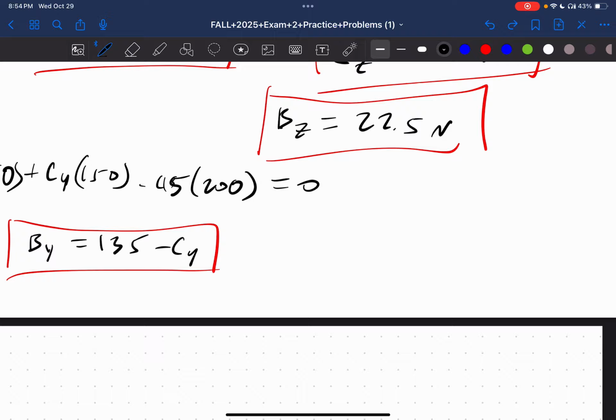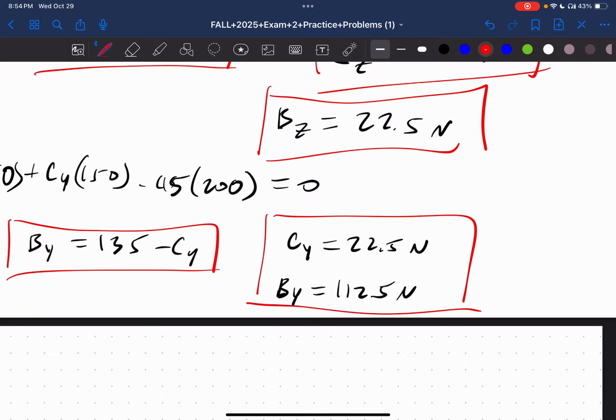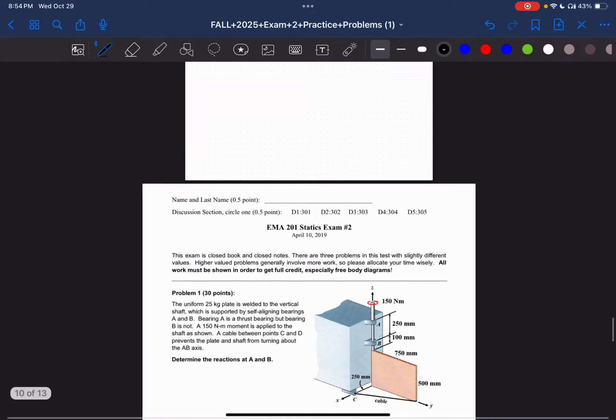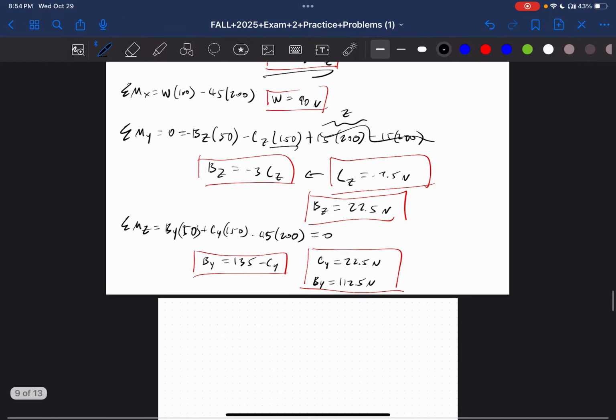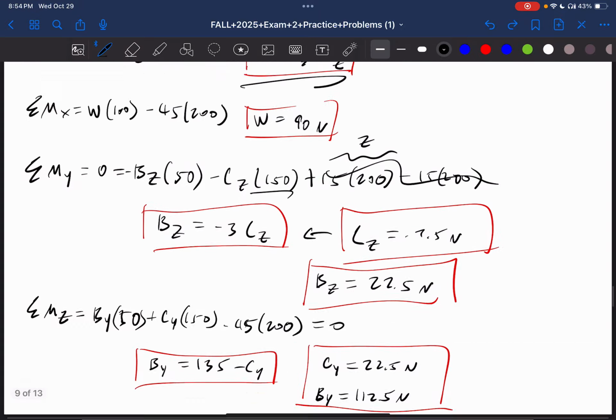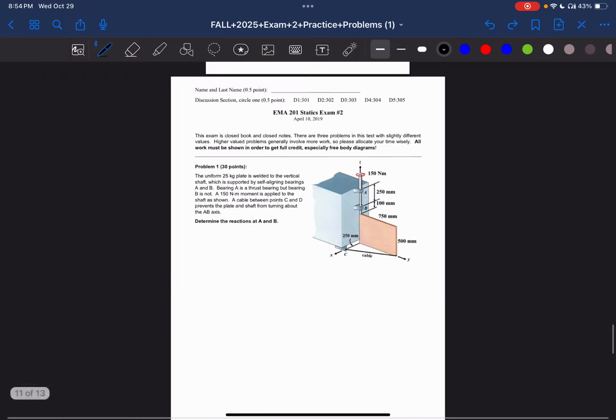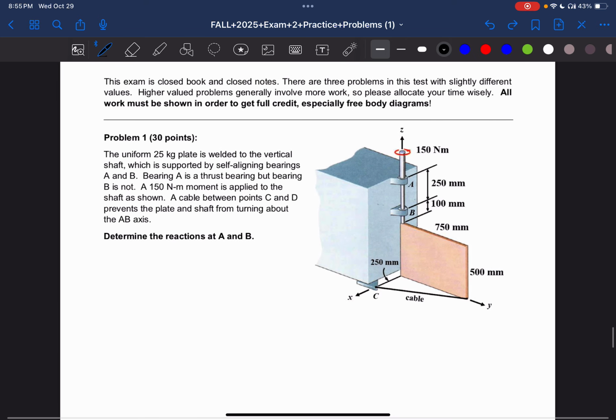And then once you solve, you're going to get Cy is equal to 22.5 newtons, and By is equal to 112.5 newtons. I'm not going to solve these because that's not what this is about. If you can't do math, then you shouldn't be even looking at this. Some of these relationships are probably wrong, but you get the general idea. It's okay if it's wrong sometimes, it doesn't really matter, as long as you get the general idea.